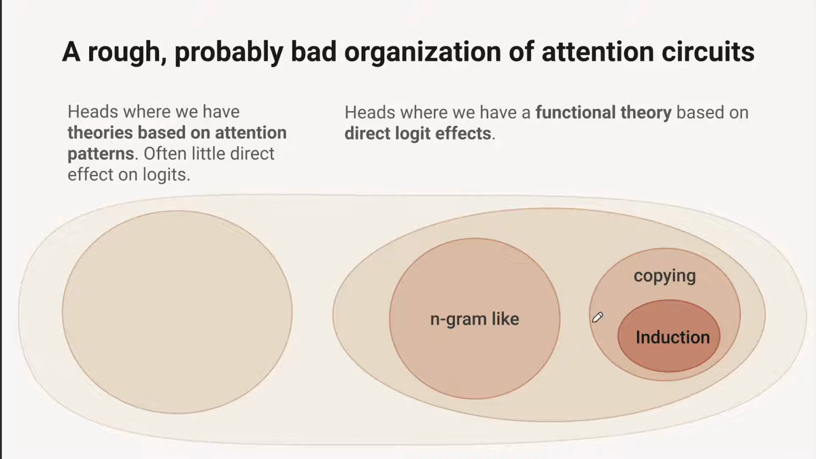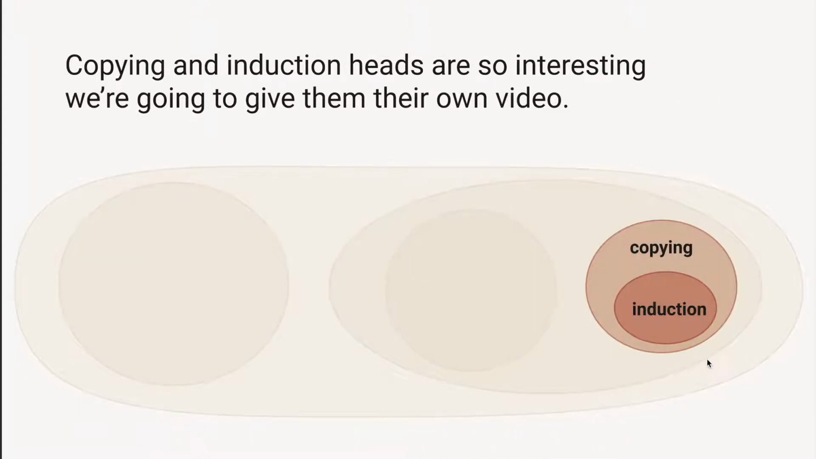The other category is these copying heads, and in particular this subtype of copying heads called induction heads. And those really are one of the most interesting things that we've discovered. They seem to be tied up in meta learning, and really related to a lot of the most interesting things about transformers. And they're so interesting, we're going to give them their own video. So if you just want to hear about them, you can skip ahead to the next video.